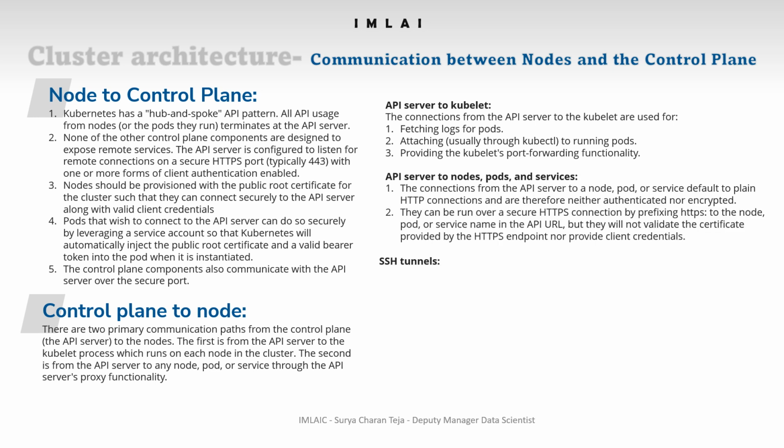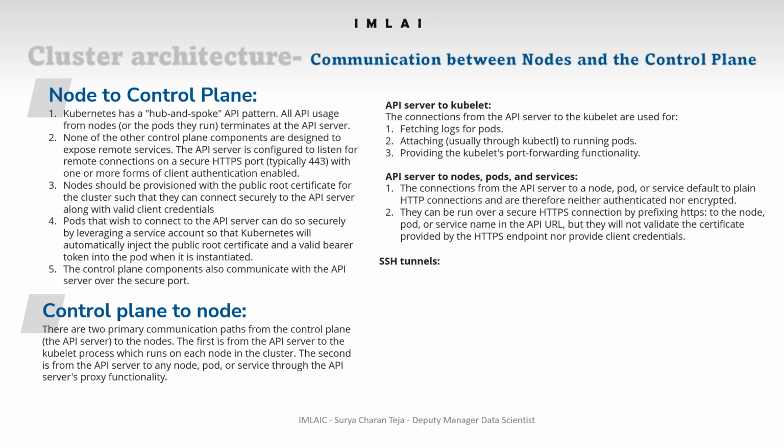Then we will look into SSH tunnels, because that is a secure way of making a communication between the control plane and nodes. Kubernetes supports SSH tunnels to protect the control plane to nodes communication paths. In this configuration, the API server initiates an SSH tunnel to each node in the cluster, connecting to the SSH server listening on port 22.